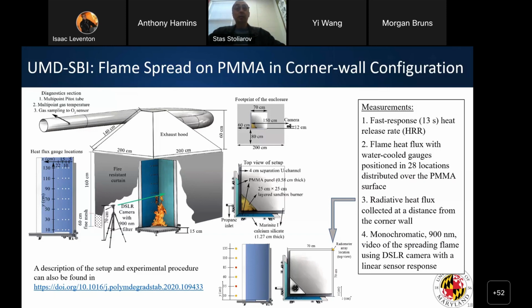The key measurements that were performed include heat release rate measurement, and one thing that we ensured is that the response time was sufficiently fast so that all the features of the evolving heat release rate are represented. We also measured flame heat flux to the surface of the panel, to be exact, to the cold gauges located flush with the surface of the panel. We performed that at 28 different locations, pretty much mapping the heat flux imprint of that flame on the surface. So global heat release rate, heat flux to this panel.